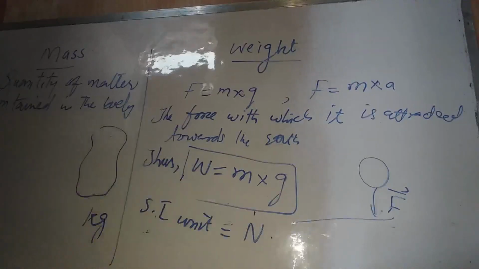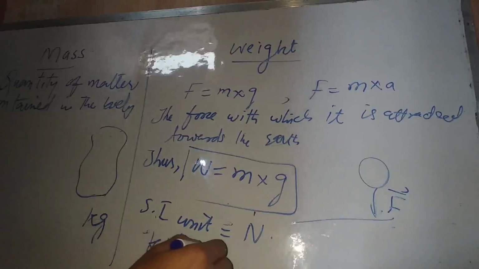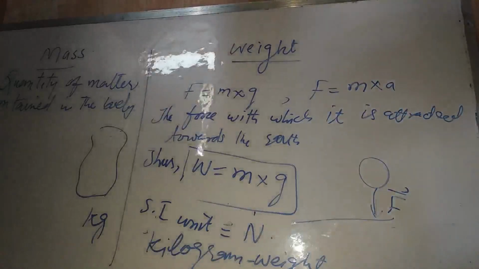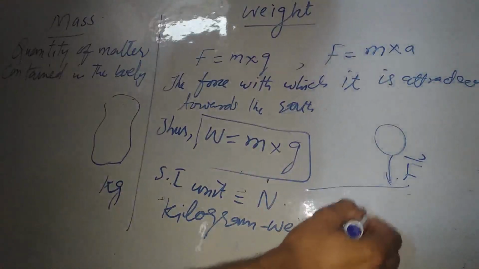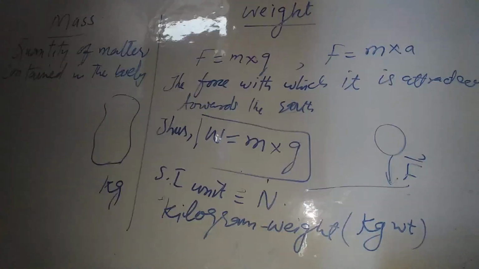Another unit of weight, called the gravitational unit of weight, is kilogram weight. Okay? It's called a kilogram weight. Symbol is kgWt. Okay, kilogram weight.